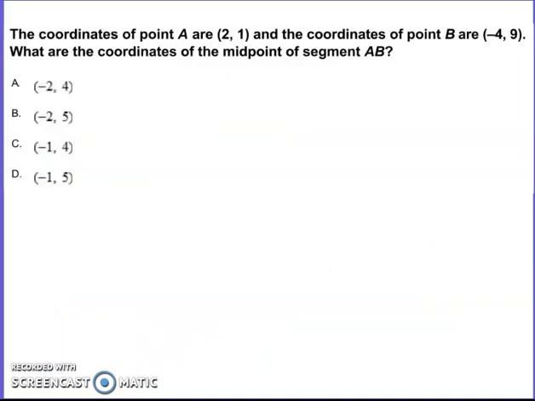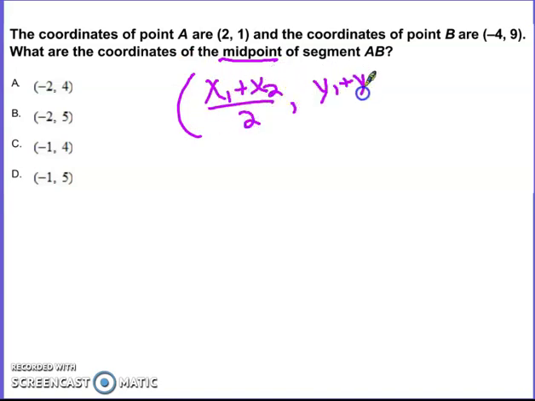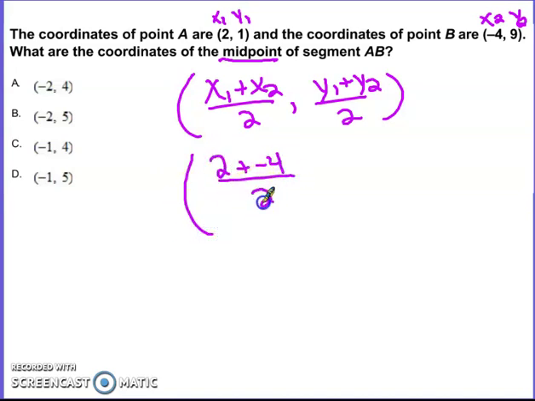If we look at question number 1, the coordinates of A are 2, 1, and the coordinates of B are negative 4, 9. What are the coordinates of the midpoint? Okay, so I know my formula is x1 plus x2 over 2, y1 plus y2 over 2. If I label my points, I can call this x1, y1, x2, and y2. If you called them the opposite, that's fine as long as you stay consistent. x1 is grouped with y1, x2 is grouped with y2. Now we're going to plug it in.